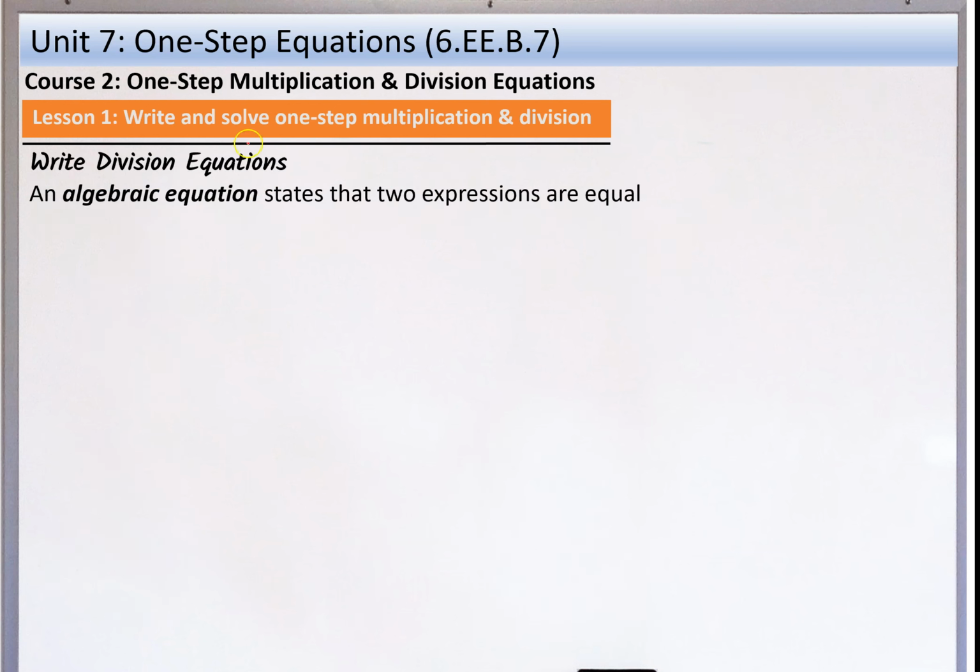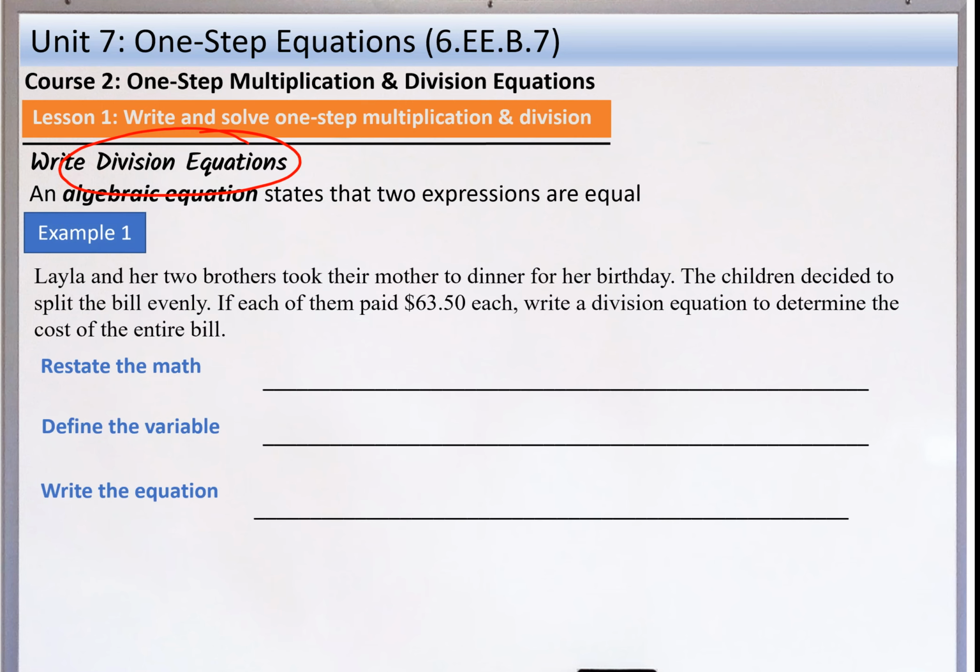All right, so now we'll move on to writing division equations. And once again, just a reminder, an algebraic equation is simply two equivalent expressions. So we'll do an example. Layla and her two brothers took their mother to dinner for her birthday. The children decided to split the bill evenly. If each of them paid $63.50, write a division equation to determine the cost of the entire bill.